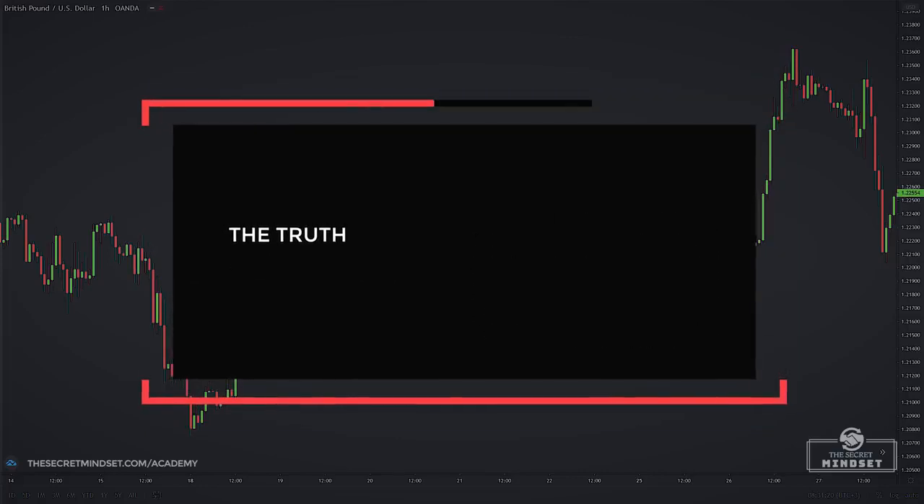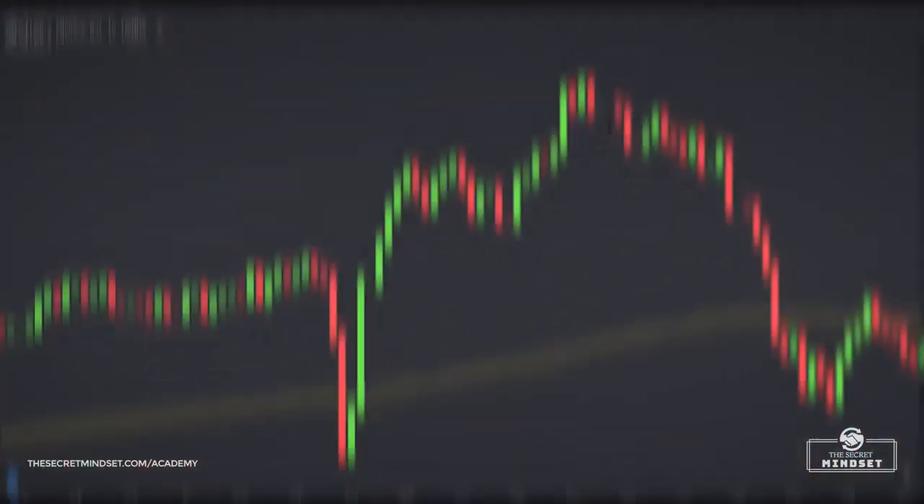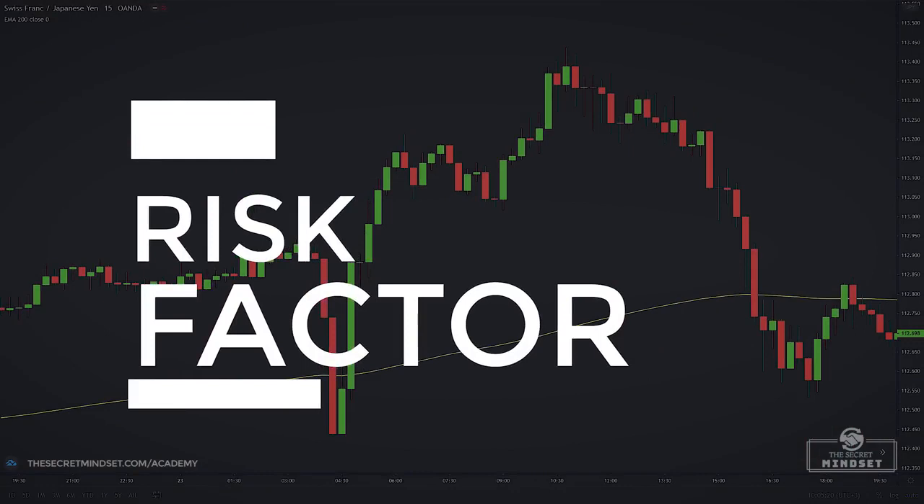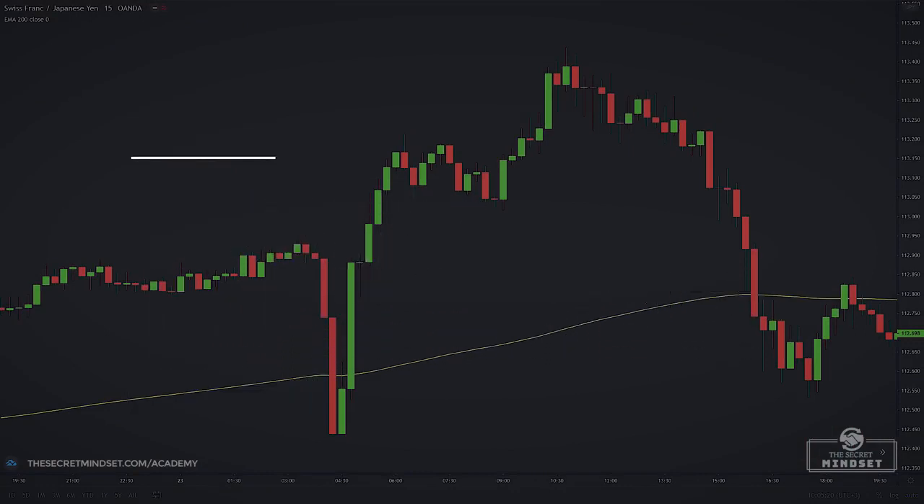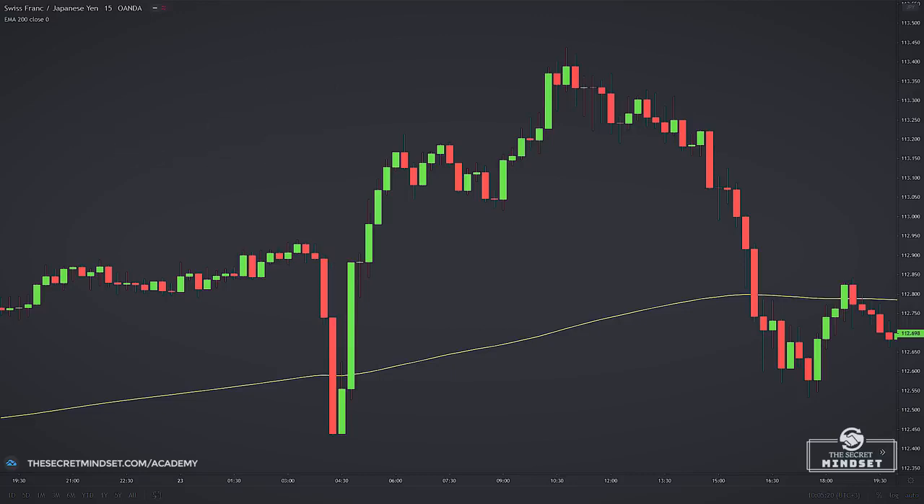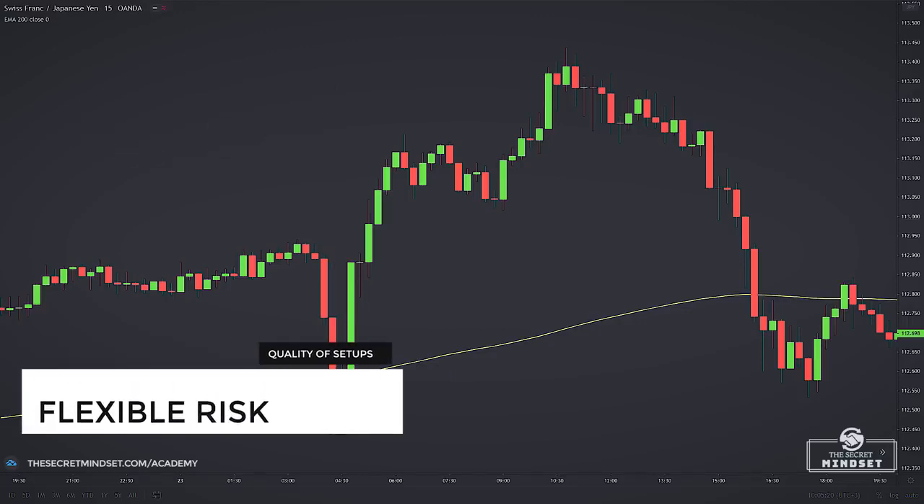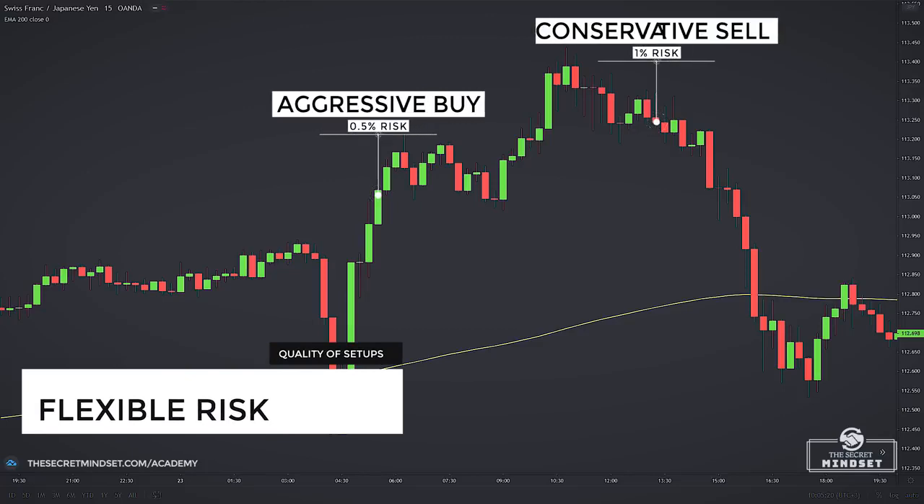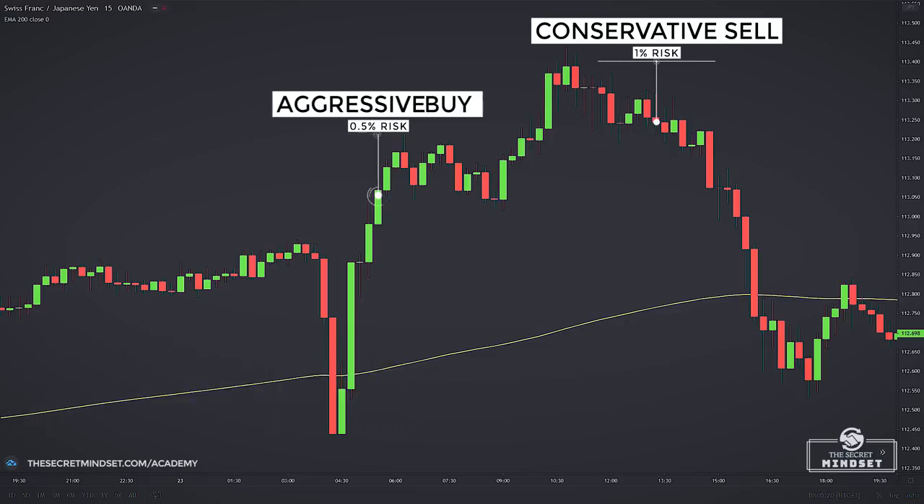First, let's address the risk factor in your trading. This is relatively easier and a rather objective task for a trader to determine the portion of capital to be risked on a trade. For most traders, it is usually a fixed percentage of their capital, for example 1% or 2% per trade. For some advanced traders who understand the varying probability of success for different trade setups, the risk factor could be defined in a range. For example, from 0.5% for an aggressive trade setup to 1% or 1.5% for a conservative higher probability trade.